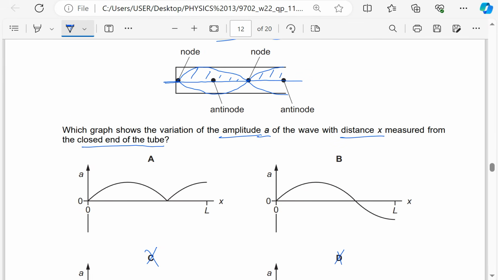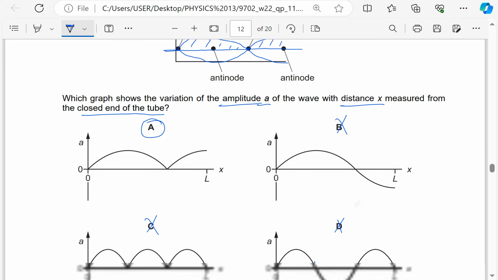So we have to choose between A and B. B is automatically going to be wrong because B is showing that the amplitude has changed direction, yet it won't change direction. If I measure the amplitude I will not be able to detect a negative amplitude. So I'll just see a 0 amplitude, maximum amplitude, 0 amplitude, maximum amplitude. So the answer is going to be automatically A.